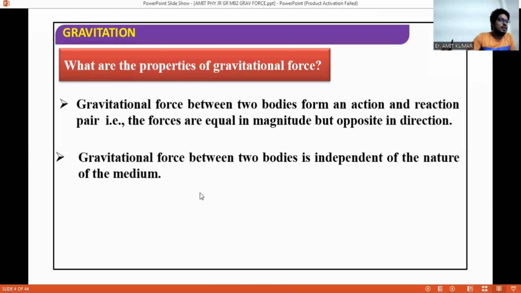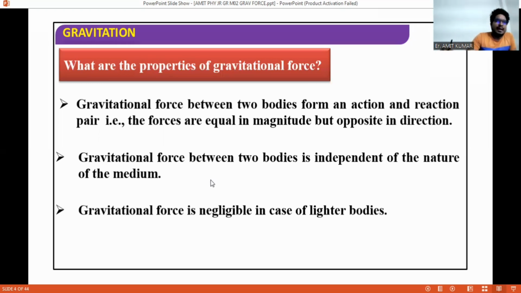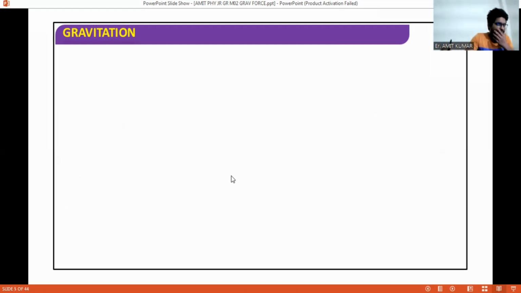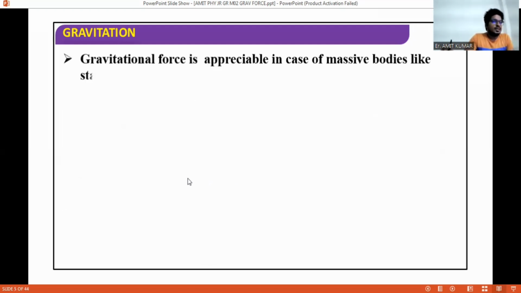Force will always be equal in magnitude and attractive in nature. Clear? And if the mass is very small, if the mass is lighter, suppose you take two balls, then between the two balls the gravitational force is negligible. Clear? Up to here, any doubt to anyone, you can ask your doubt.